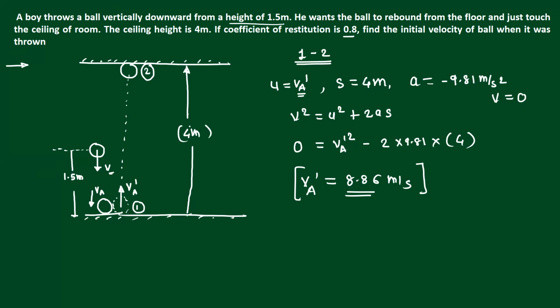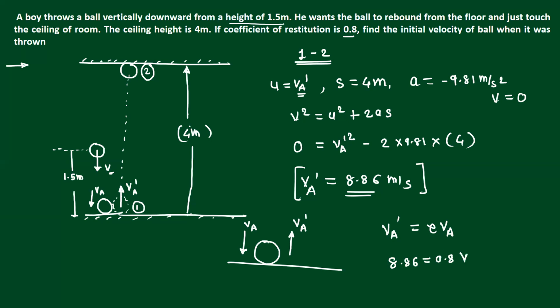Now we have got the velocity after impact. Now va is the velocity before impact, so we can use the rebound equation. This is the velocity just before impact and this is the velocity after impact. For the rebound, we have the equation va dash is equal to e into va. e is given in the problem, which is 0.8. va dash is 8.86, which is equal to 0.8 into va. So va is equal to 11.074 meter per second. This is the velocity of the ball just before the impact, and this is the velocity just after the impact.